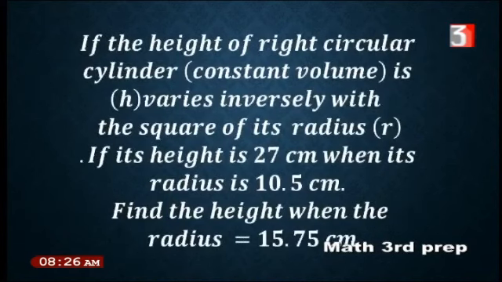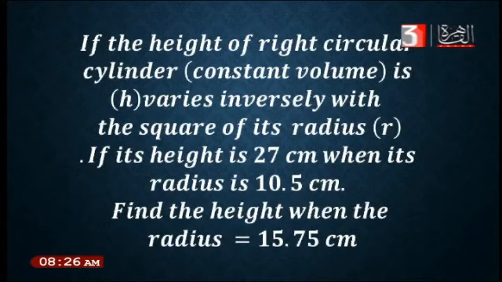If the height of a right circular cylinder with a constant volume is h and it varies inversely with the square of its radius r, then if the height is 27 centimeters when its radius is 10.5 centimeters, find the height of the cylinder when the radius is 15.75 centimeters. In such problems, the easiest method to solve such an example is the second rule.